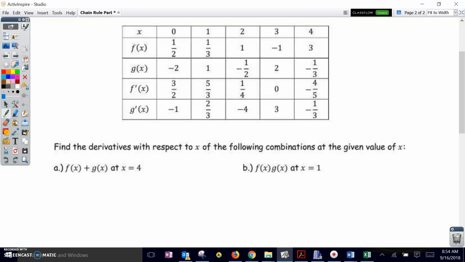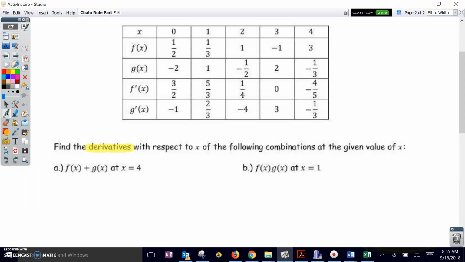Alright, welcome back everybody. In example 4 of the chain rule part 2 lesson, we're going to find the value of various derivatives numerically based off of a table of data values that we have about the two functions f of x, g of x, and their derivatives for various values of x. So we're going to be finding the derivatives of these.